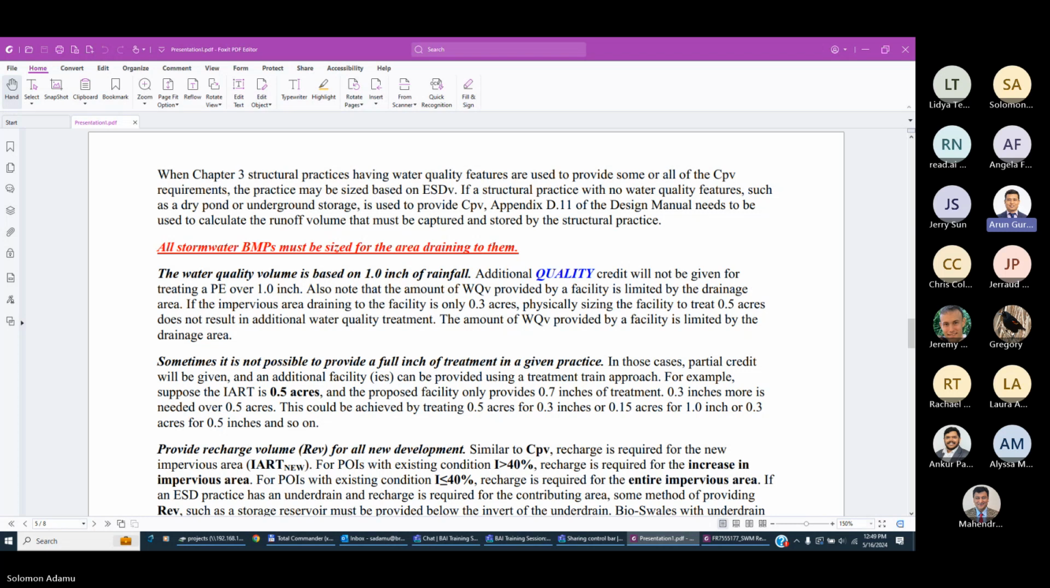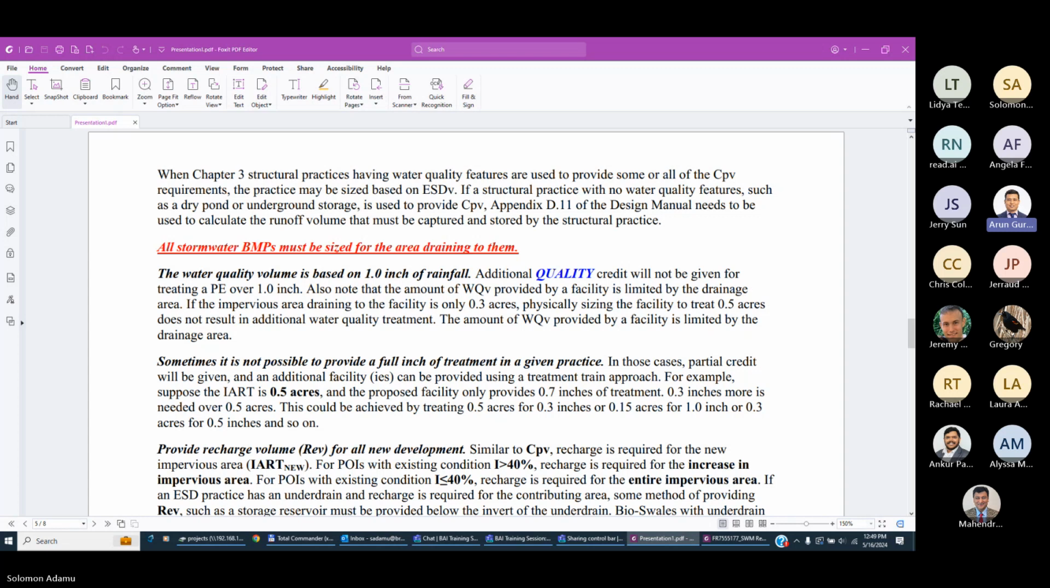Let's say you're draining a large impervious area to a small, tiny microbial retention facility. If that facility is not able to provide at least 1 inch of treatment, then you can't claim that whatever impervious area drains to it is treated. Your impervious area treated will depend on how much PE you are providing. And there are some other ways to compensate for that. I think the slide mentioned it there.